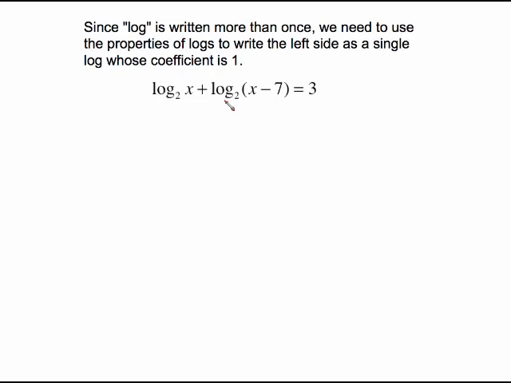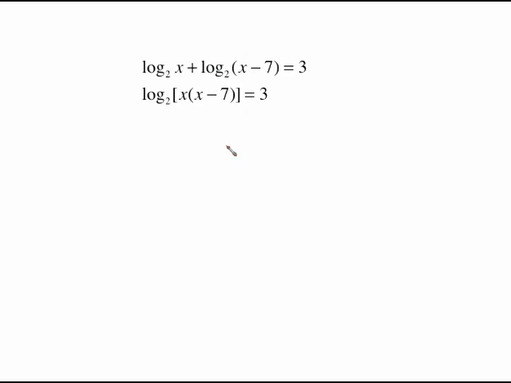Now, different situation here. Notice log is written more than once. So we need to use those properties from a couple sections ago to consolidate or condense this side. We need to write it as a single log whose coefficient is 1. So the property of log of something plus log of something condenses into log of their product. It's the same base, and all I did was write this as the product.